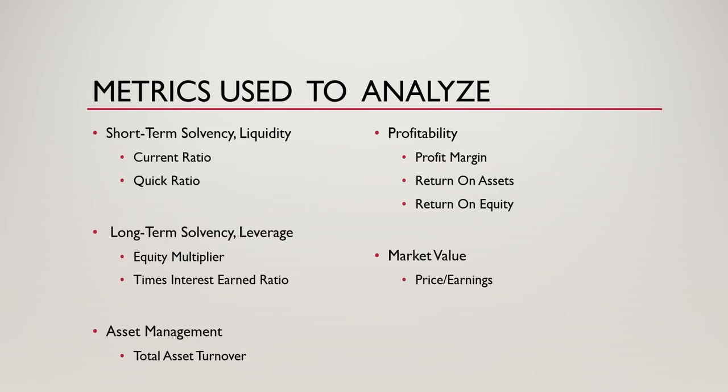So our metrics for short-term solvency, we'll use the current and quick ratio. For long-term solvency, we'll use the equity multiplier and the times interest earned ratio. For asset management, we'll use total asset turnover. For profitability, we'll use profit margin, return on assets, return on equity, and for our market value, we use price to earnings.